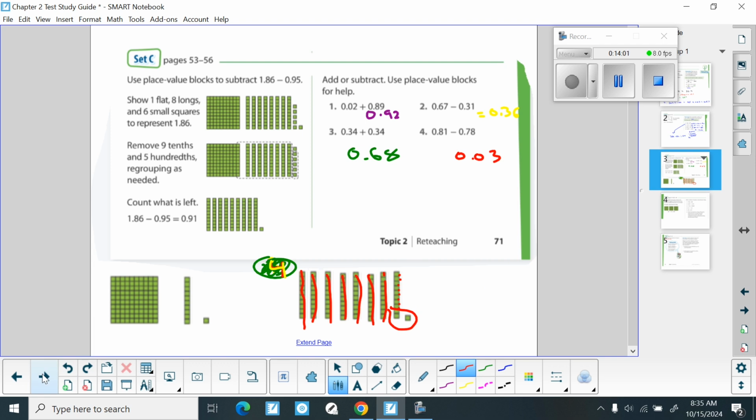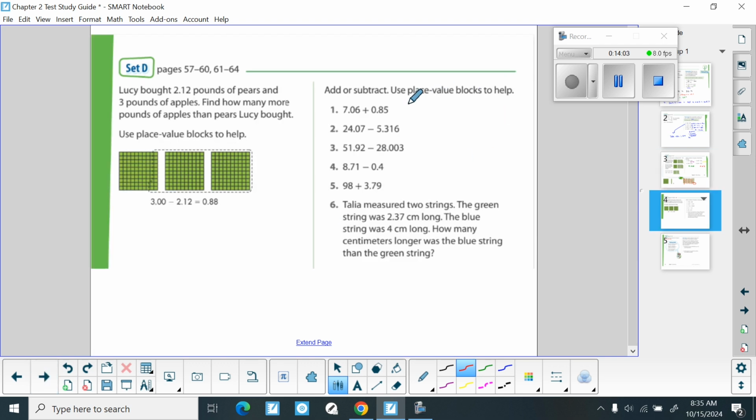Let's go on to set 4, subtract, use place value blocks to help, or let's just do it the traditional way. So for number 1, okay, 7.06 plus 0.85, I'm going to just add 6 plus 5, 11, carry the 1, 1 plus 0 is 1, plus 8 is 9. Put my decimal place down, 7 plus 0 is 7. This is 7.91, or 7 and 91 hundredths.